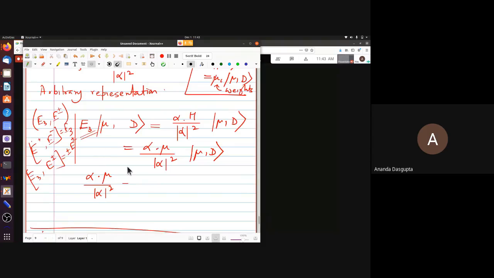So what does it tell you about alpha dot mu by alpha mod square? This is the eigenvalue of E3. E3 is an SU2 generator. E3, E plus, E minus obeys the same commutation relations as J3, J plus, J minus. So what do you know about this quantity? What do you know about E3 eigenvalues, or J3 eigenvalues?